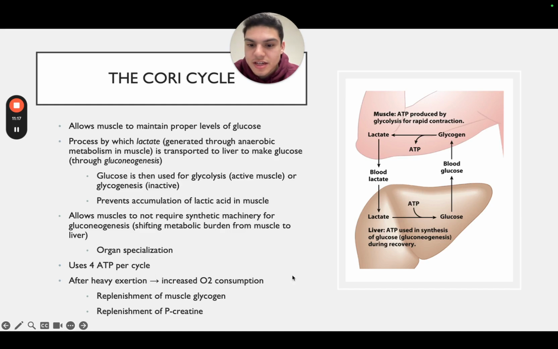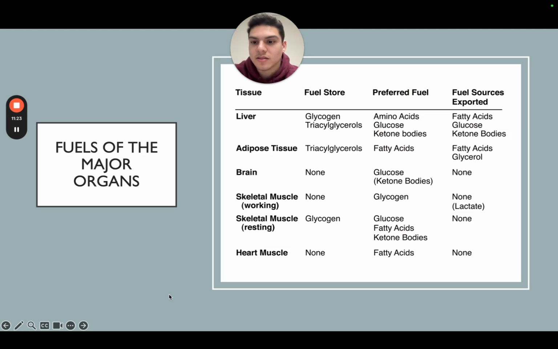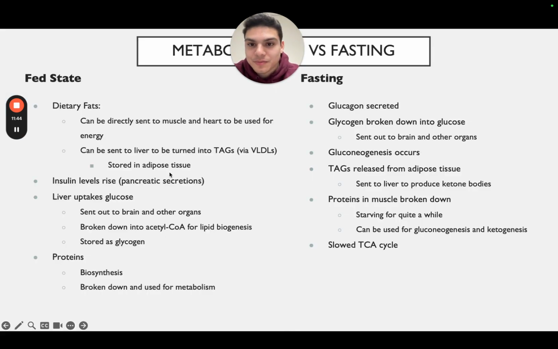And after heavy exertion, increased O2 consumption replenishes the muscle glycogen, as I mentioned, and it replenishes your phosphocreatine levels as well. You should know this diagram as well. I know this is the most memorization-heavy class, but you need to memorize the fuels of the major organs. So you have liver, adipose tissue, brain, skeletal muscle that's working and resting, and then heart muscle as well. You need to know what fuel store they use and the preferred fuel sources that are exported as well. That is just stuff that you should definitely know.